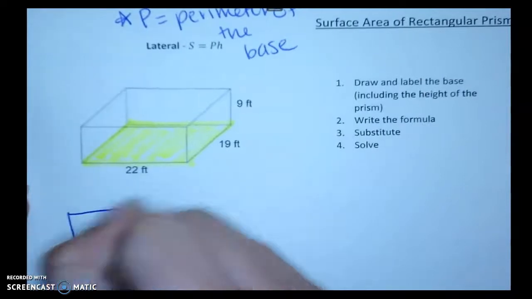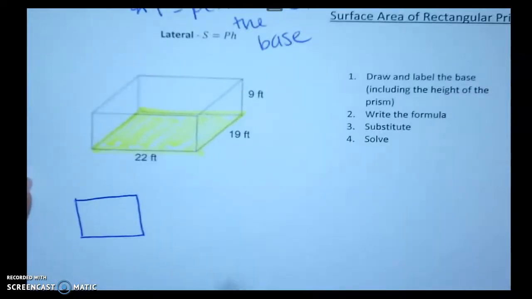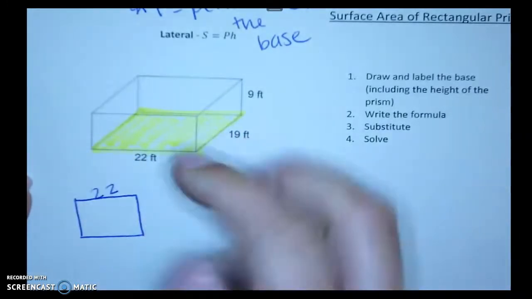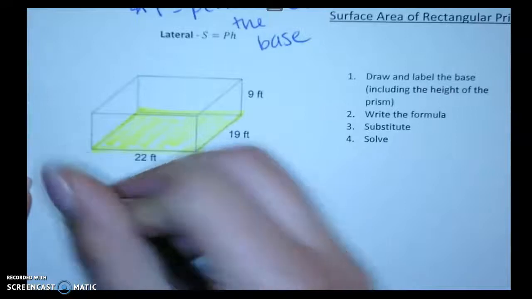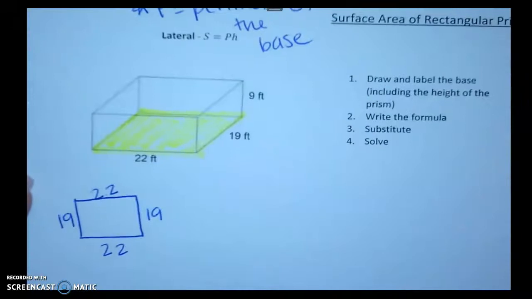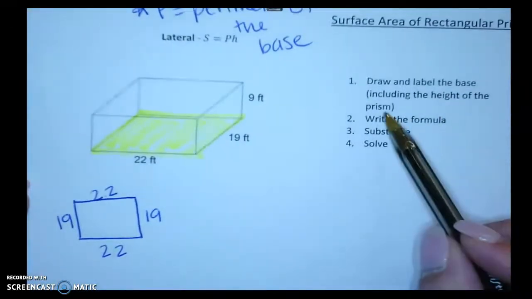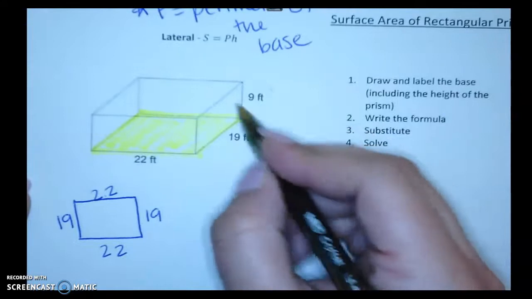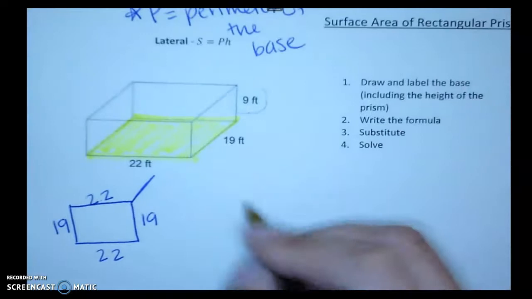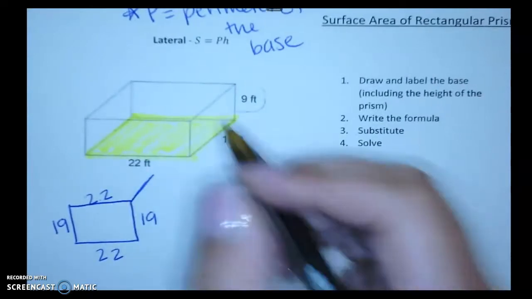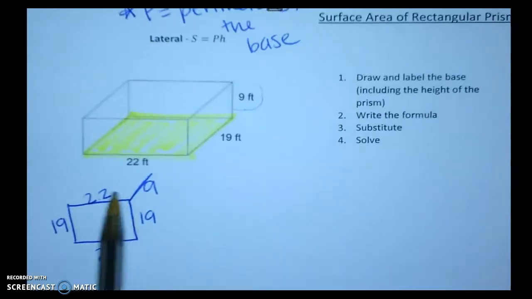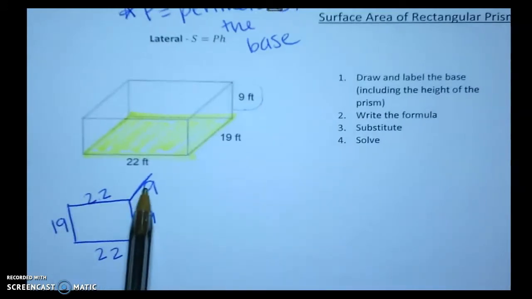So I'm going to draw my rectangle, and I'm going to label every piece of it. So I have 4 sides here. I'm going to label all 4. I've got 22 and 19. But if this is 22, this is also going to be 22, and then this is also going to be 19. Now notice it says include the height of the prism. That means this number right here, this 9, okay? So I'm just going to draw a line. It does not have to be perfect. Do not try to draw the whole shape. It's too hard, and it's right there. We just need these things. We need the base drawn and labeled and the height.